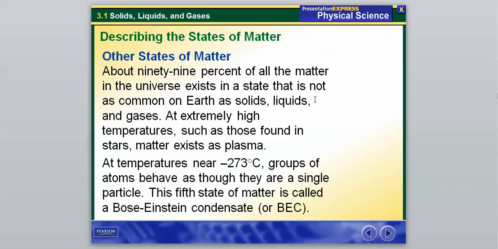At extremely high temperatures, such as those found in stars, matter exists in a state known as plasma. That is a state that exists outside the realm of Earth, in stars. And at temperatures near negative 273 degrees Celsius, groups of atoms behave as though they are a single particle, and this fifth state of matter is called the Bose-Einstein condensate, or the BEC. Again, we're not going to spend too much time with those, maybe just be familiar with them as we go forward here.